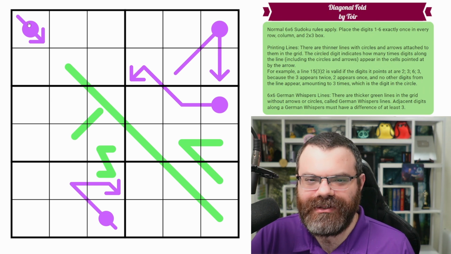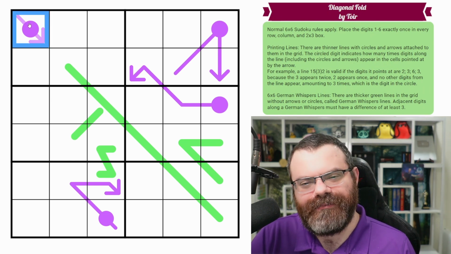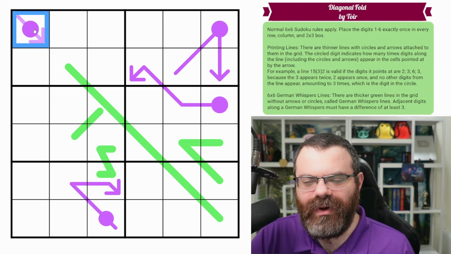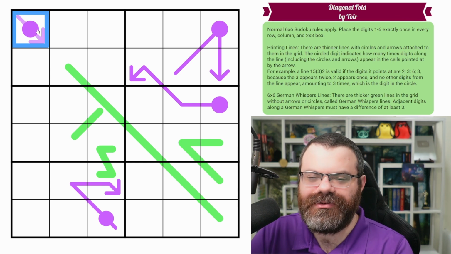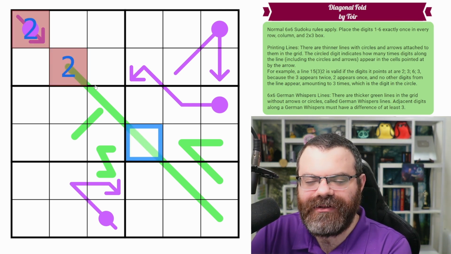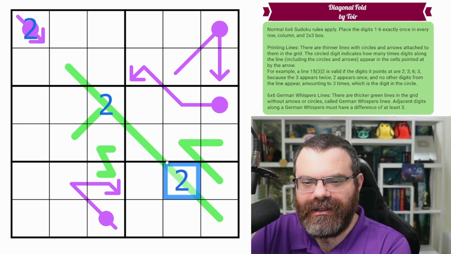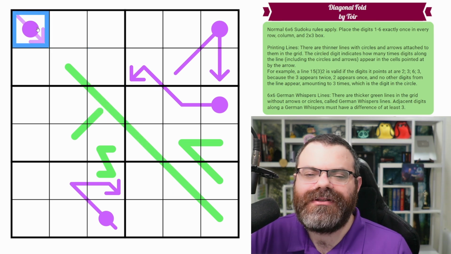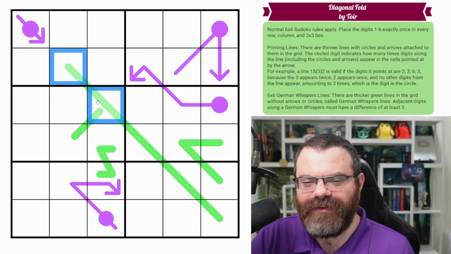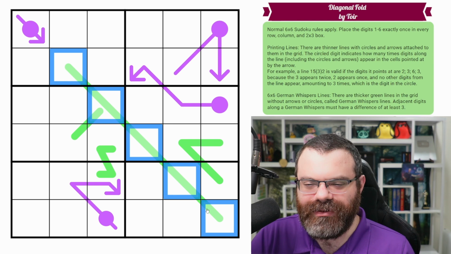Okay, well, the first thing we can do is say, actually, I was going to say we can put a 1 here, but that's not necessarily true, because I could put a 2 here and then have several of these be 2. So this digit is repeated some number of times along this German whisper line.